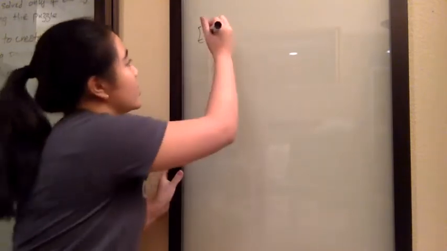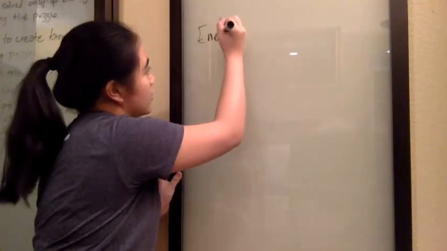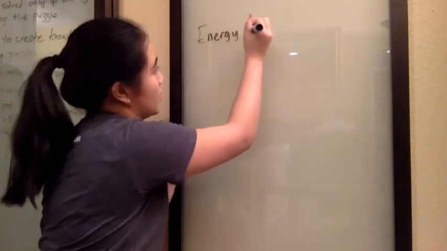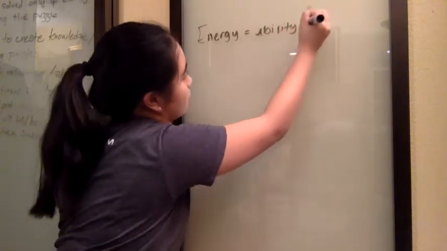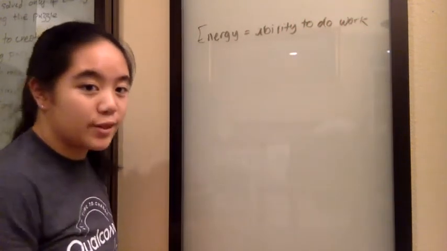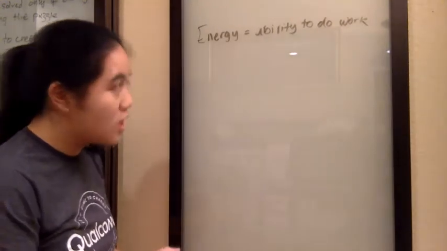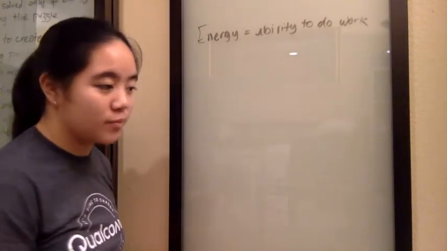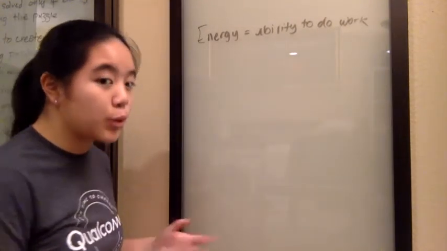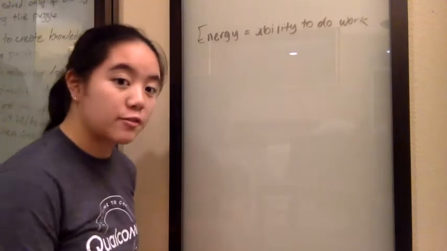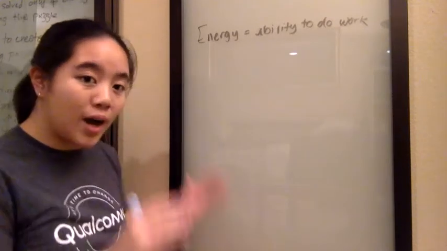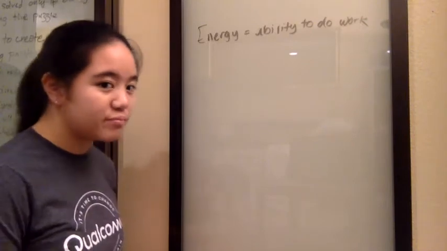So first, let's start with, what is energy? Energy is the ability to do work. So, what does that mean? Well, energy is essentially the ability to change or move different things. So for instance, when you jump up, you're using energy.